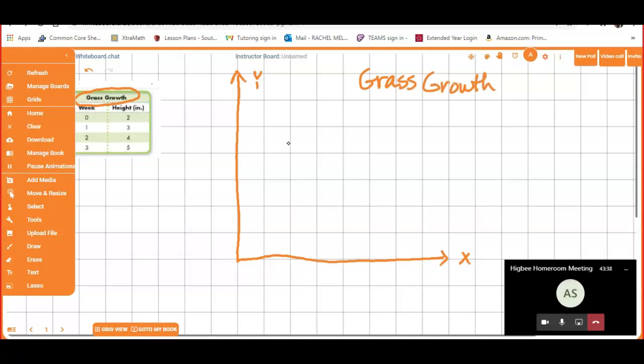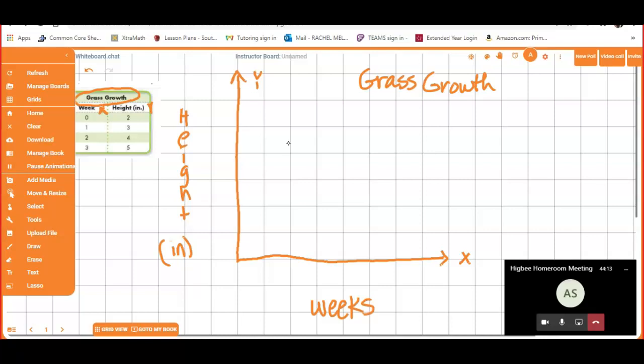Okay? I know that this is my X. Okay, the first column is my X, so that's weeks. And I know my second column is my Y, and that for this one is height. Okay, and they are telling me that it's height in inches. Okay, so I labeled, and now that I labeled, before I graph, I need to tell what each square is worth.